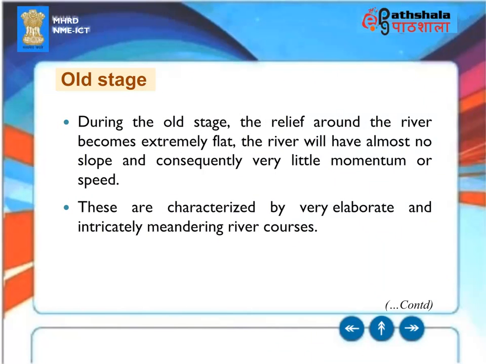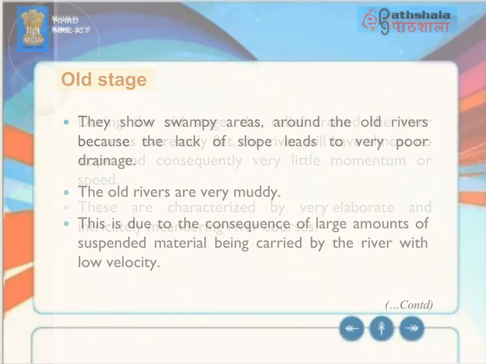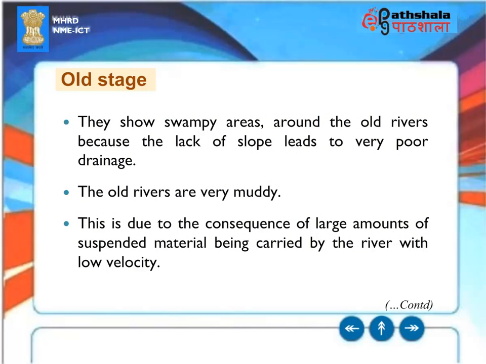Old stage. During the old stage, the relief around the river becomes extremely flat. The river will have almost no slope and consequently very little momentum or speed. These are characterized by very elaborate and intricately meandering river courses. They show swampy areas around the old rivers because the lack of slope leads to very poor drainage.